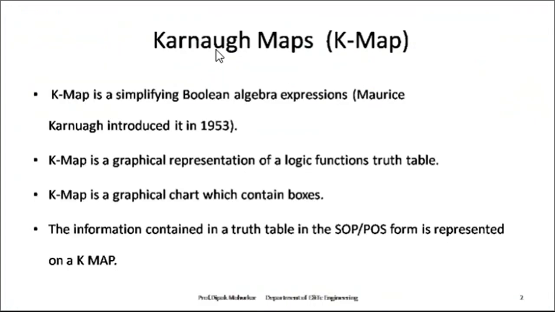So, the K-map is a method of simplifying Boolean algebra expressions, introduced in 1953 by Karnaugh. A K-map is a graphical representation of a logical function's truth table. It is a graphical chart which contains boxes. The information contained in a truth table, in SOP (sum of products) or POS (product of sums) form, is represented on a K-map.